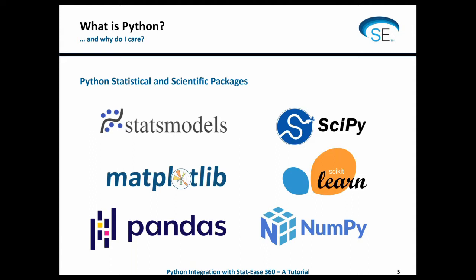Scikit-learn is a machine learning package. So that does classification, regression, clustering. Pandas is a package for dealing with large volumes of data. And then NumPy is more of a core package that implements matrices and linear algebra code. And that actually has a vectorized C code at its core. So it's fairly fast.